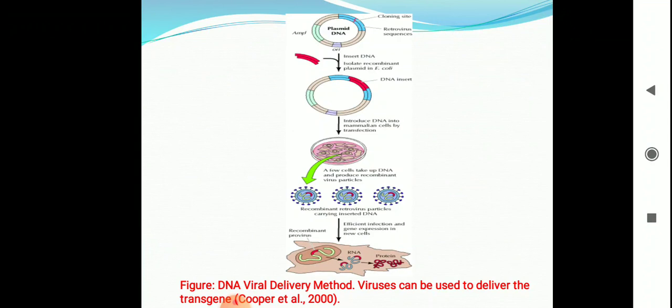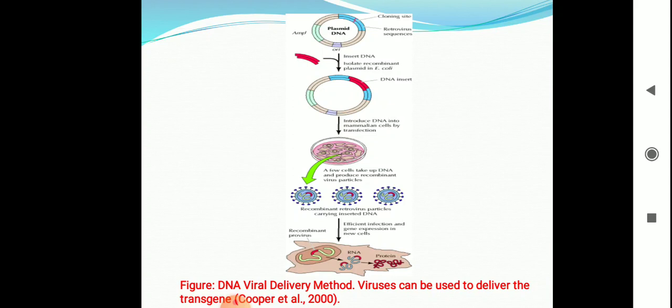So a recombinant retrovirus is formed, and this retrovirus containing the foreign gene is allowed to attack other animals. As a result, when this DNA enters the animal, the foreign gene is also there. That foreign gene ultimately gives rise to our required proteins. In that way, transgenic animals can be prepared, or the transgene can be incorporated into other animals.